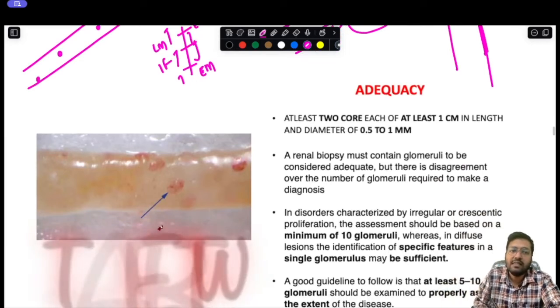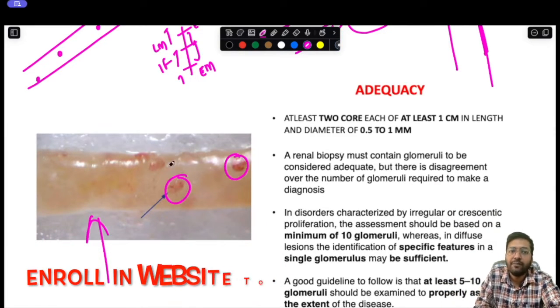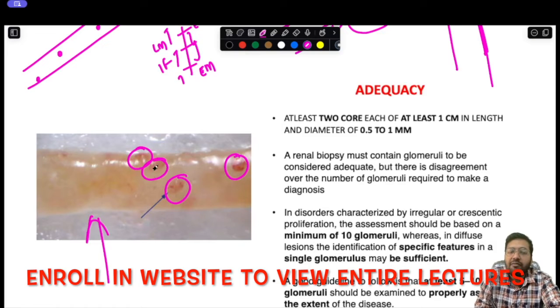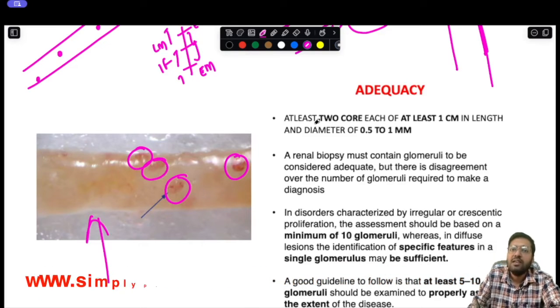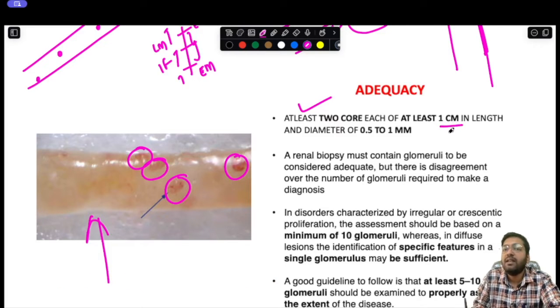So this, as you can see, is the renal core biopsy. This is one core, and you can see certain bulges over here. And these bulges are basically signifying the presence of glomeruli. So what is the adequacy? At least two cores, each of at least 1 centimeter in length and diameter of 0.5 to 1 mm.